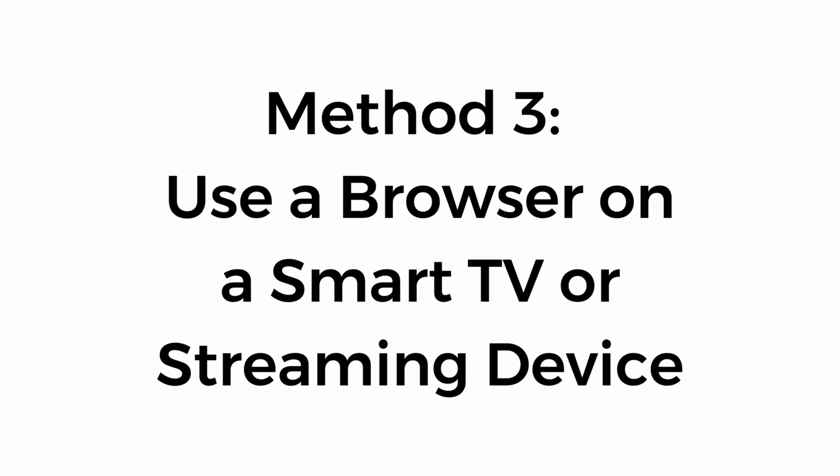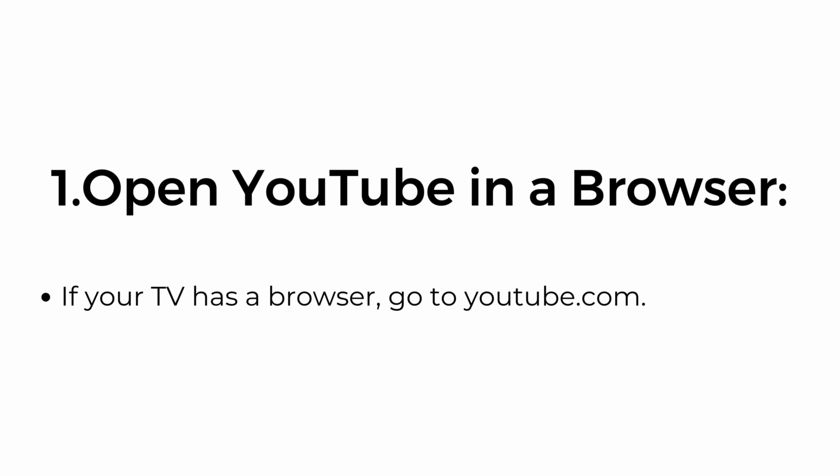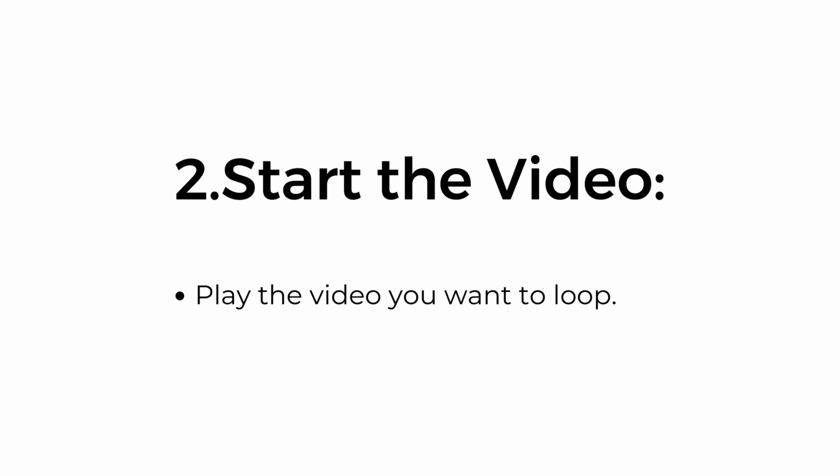Method 3. Use a browser on a smart TV or streaming device. Open YouTube in a browser. If your TV has a browser, go to youtube.com. Start the video. Play the video you want to loop.